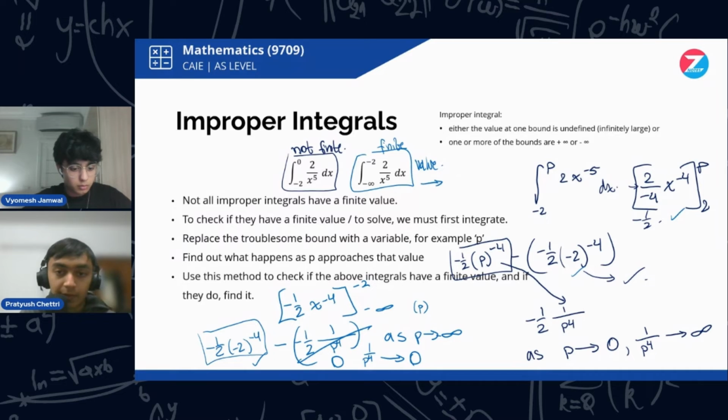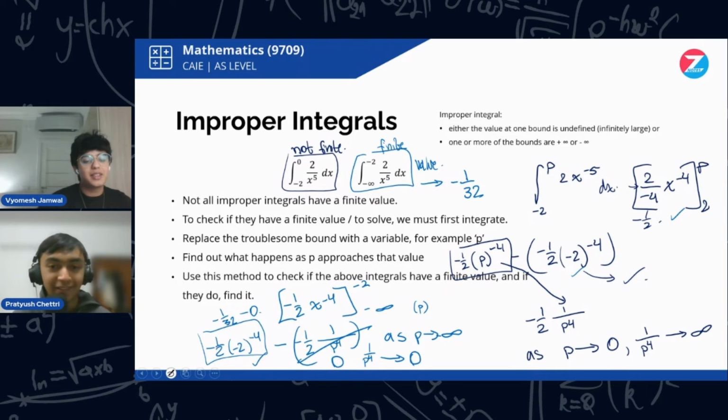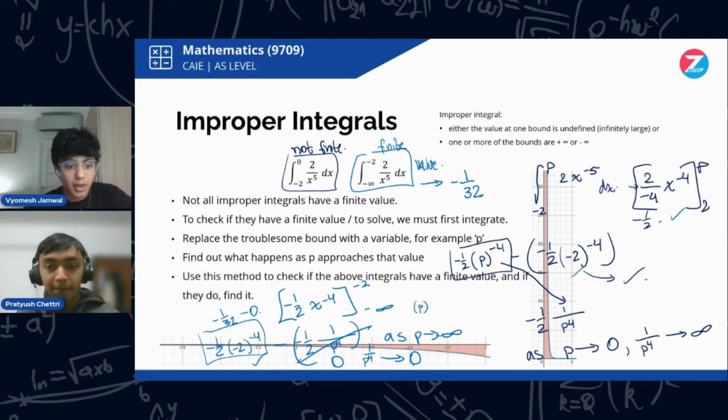So that is minus 1 by 32. Wait, is it positive or is it negative? I'm confused now. I think it should be negative because minus 2 to the power 4 becomes positive, right? But my calculator says otherwise. Okay, I think I know why. There were no brackets, right? It was just doing 2 to the power negative 4, not negative 2 to the power negative 4. Brackets are important, kids.